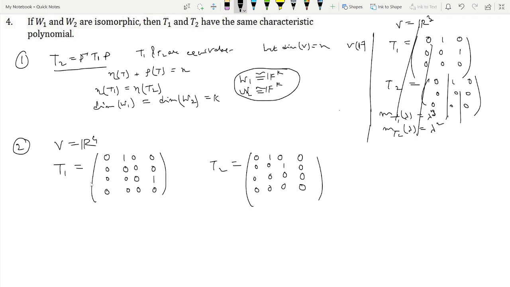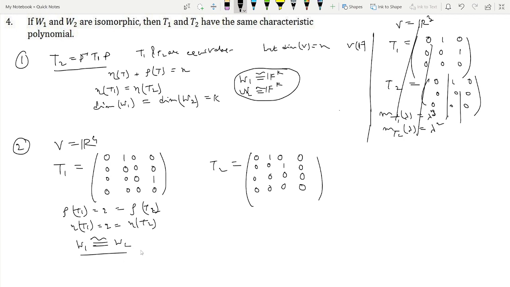Now see this, clearly these two operators are of rank 2. Here the rank of T1 is 2 and also the rank of T2 is 2. So by the rank-nullity theorem, their nullity will also be the same, 2. So nullity being the same means the dimensions of W1 and W2 are the same. So W1 will be isomorphic to W2. So this is very clear.